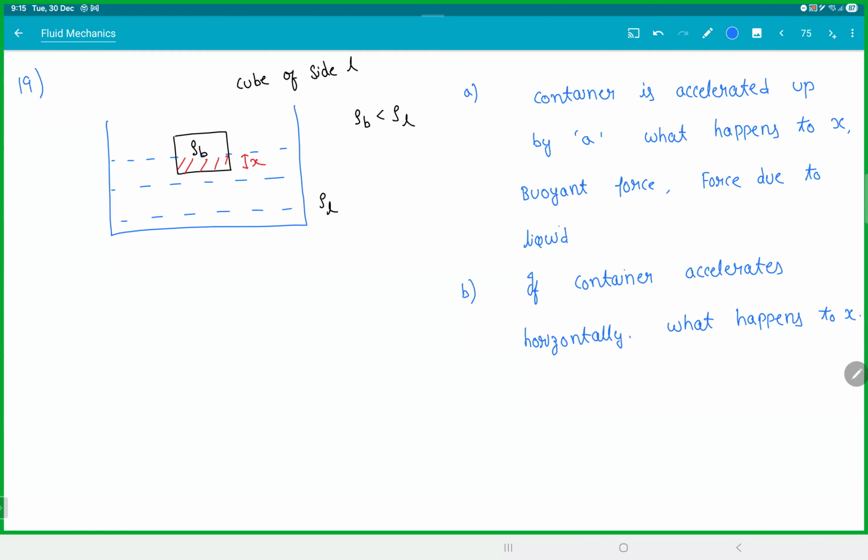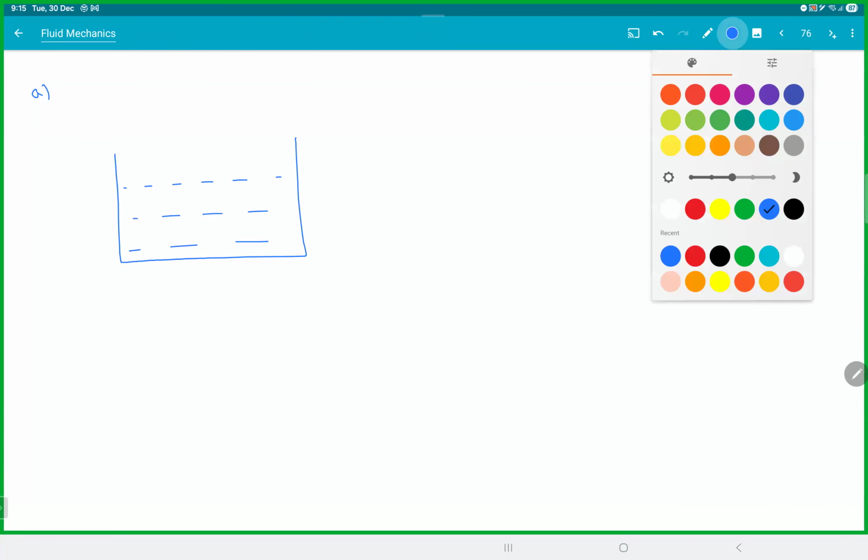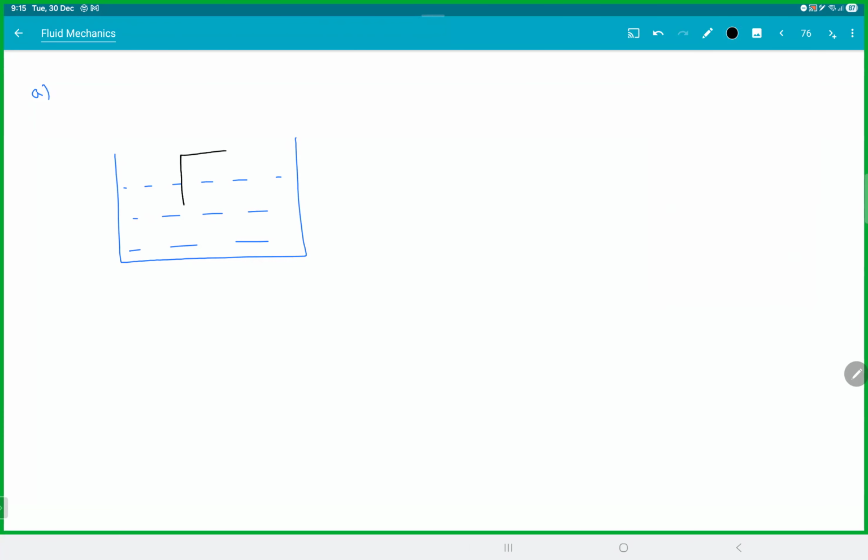It's an easy one. What do you think will happen? Let's say if you accelerate vertically, what changes? Remember, G effective will change. So if you draw your free body diagram, now your G effective will be G plus A. So G becomes G plus A.